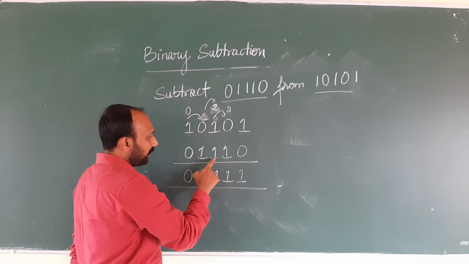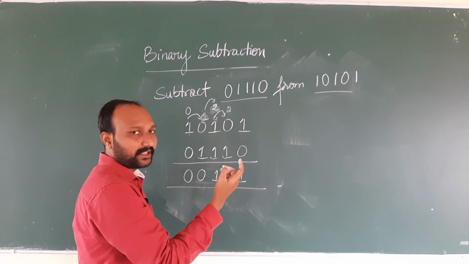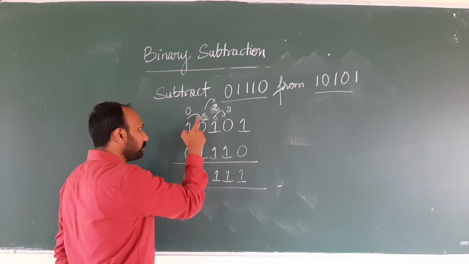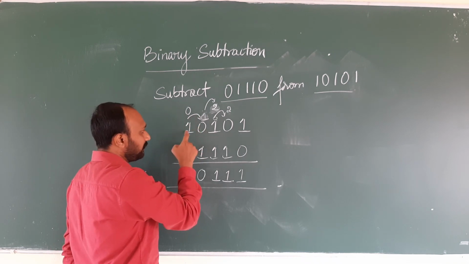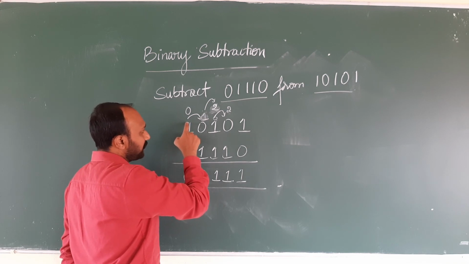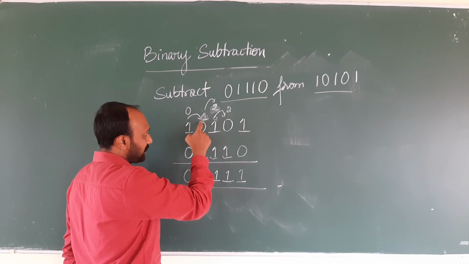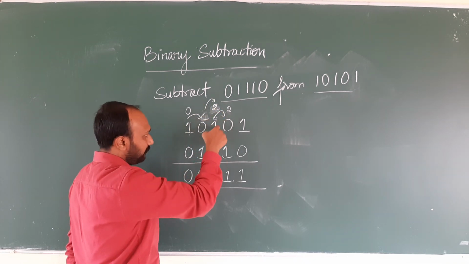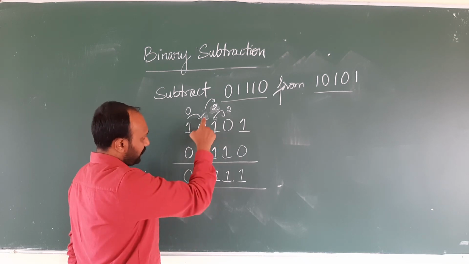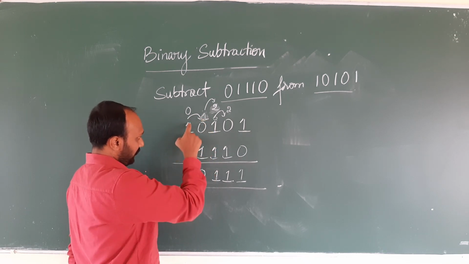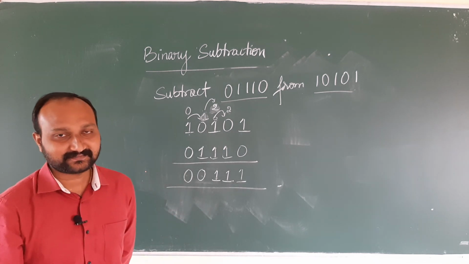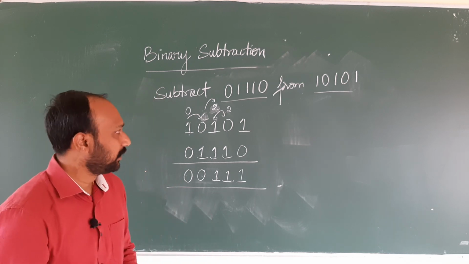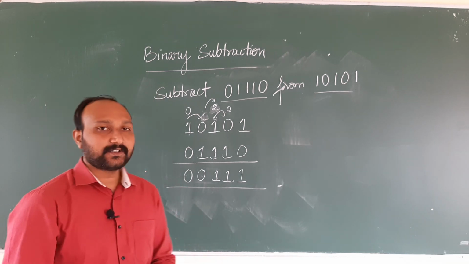Okay, so 0 minus 1. Again 0 minus 1 cannot be done, so I need to borrow. If I visit the higher column, there is again 0. So I have to move to the next higher column, where I have 1. First I will be borrowing 1, that is the base value, and moving that borrowed value to the next column on the right. So 2 minus 1 is 1. Here I am left with 1. 1 minus 1 is 0. Here again 0. 0 minus 0 is 0. This is how you are going to perform binary subtraction. Okay, I hope the things are clear for you all. Thank you.